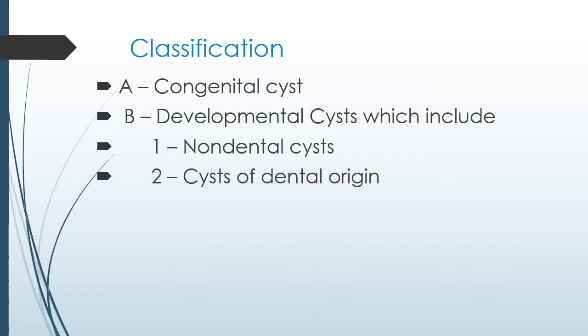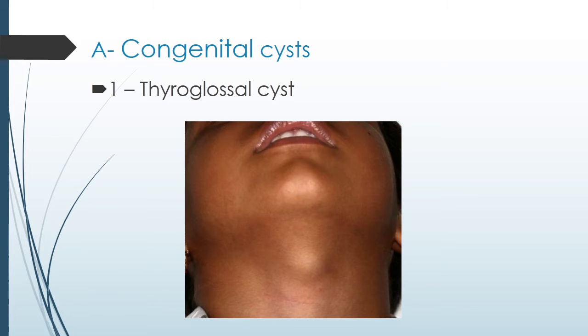How do we classify a cyst? There are several classifications of cysts, but the simplest one is that a cyst can be classified into congenital cyst and developmental cyst. Developmental cysts include non-dental cysts and cysts of dental origin. For congenital cysts, we have varieties of cysts.